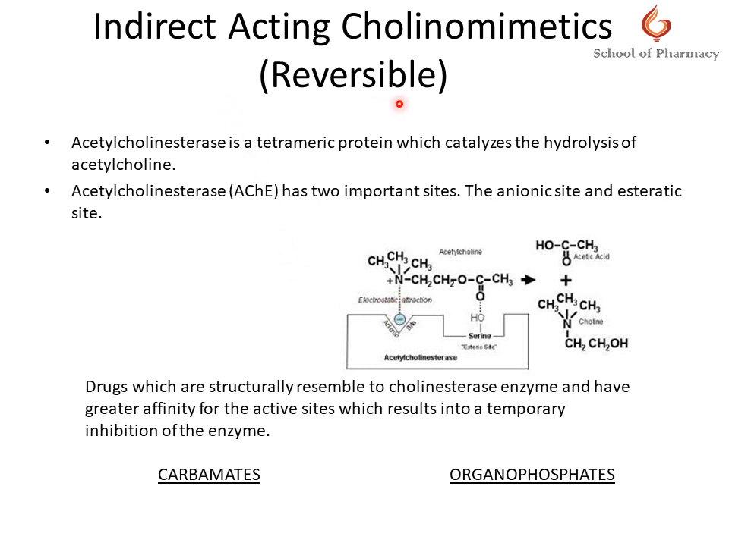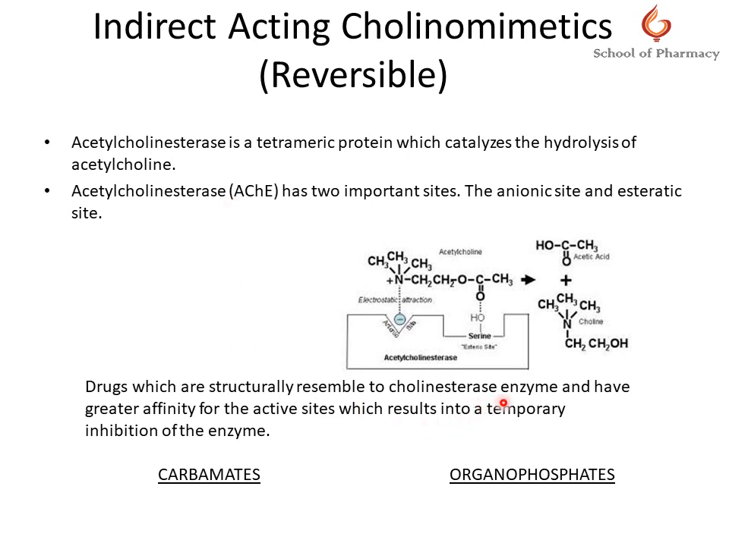Now, these indirect acting cholinomimetics resemble acetylcholinesterase. These drugs are structurally similar to the cholinesterase enzyme and have greater affinity for the active sites, which results in a temporary inhibition of the enzyme. So rather than working as acetylcholine, we bring in drugs which work like acetylcholinesterase, right?